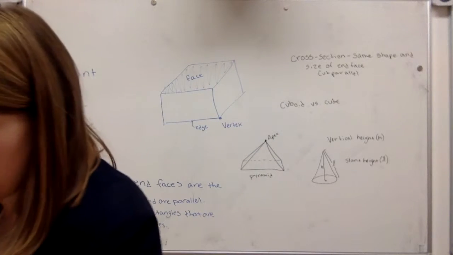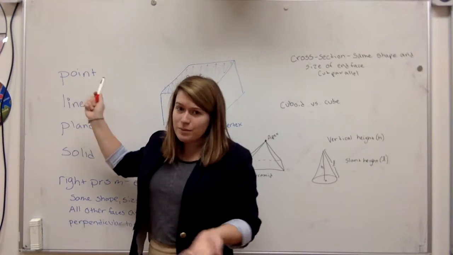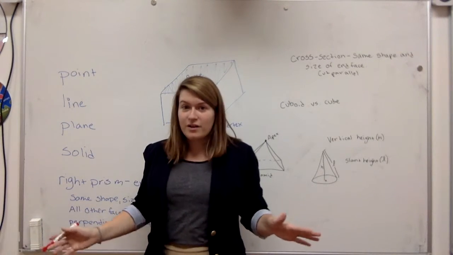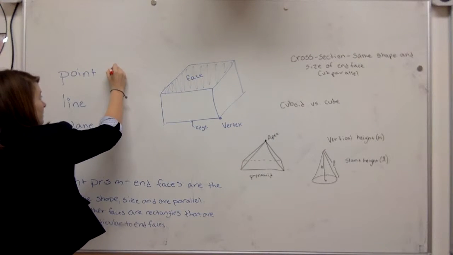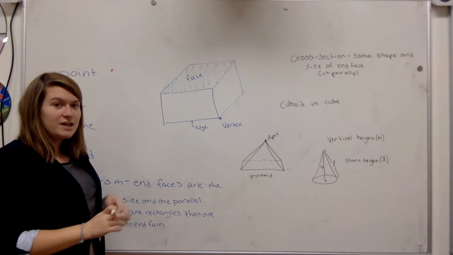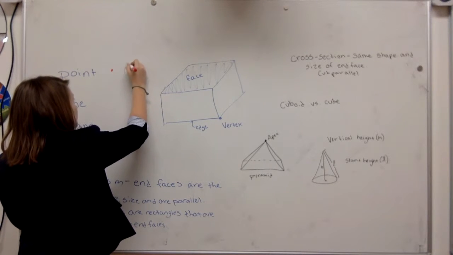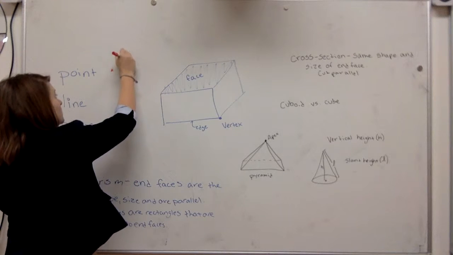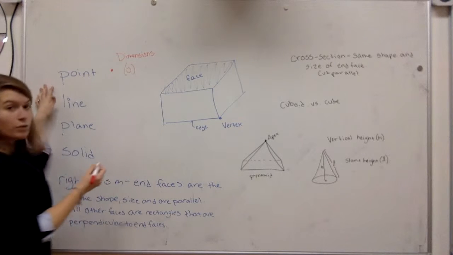Let's start. Let me get a marker. Okay, so let's start with point. We've seen point in a lot of other stuff before. A point is just a point. A point is actually zero-dimensional. So this is zero dimensions. You should be familiar with point.